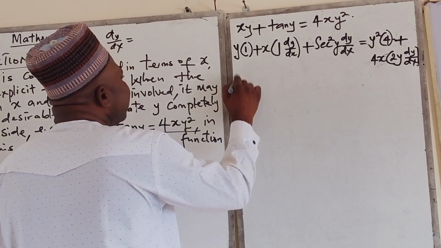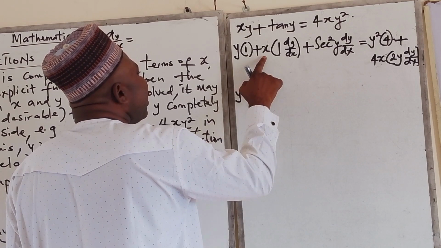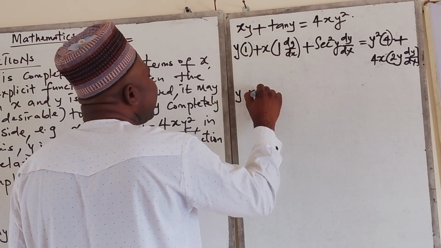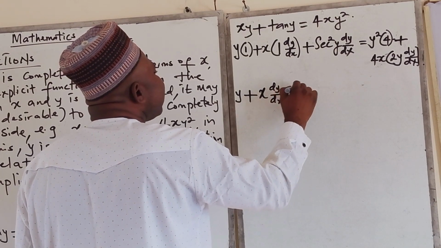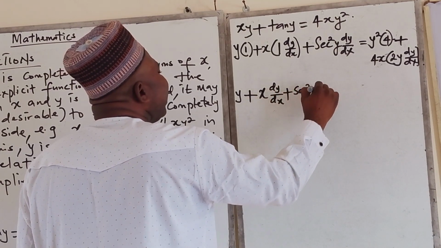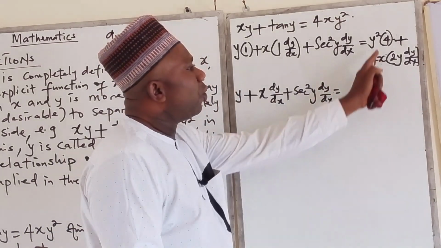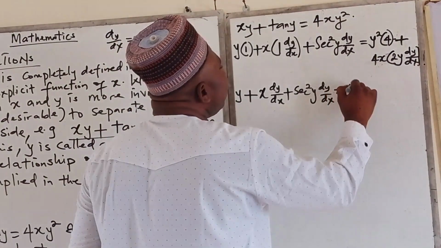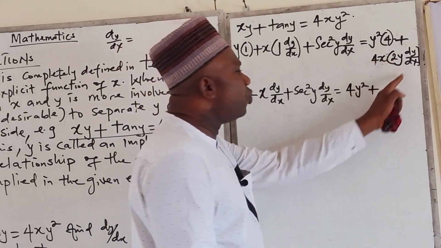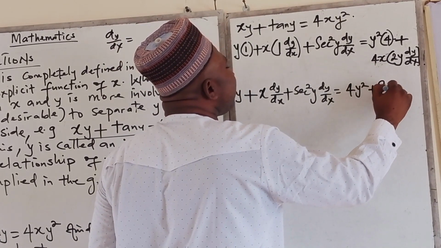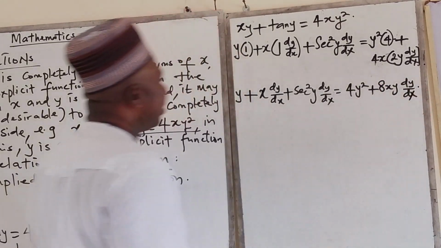So it means that y times 1 is y, plus x times 1 dy over dx gives x dy over dx, plus sec squared y dy over dx, will be equal to y squared times 4, which is 4y squared, plus 4x times 2y, which gives us 8xy, then we have dy over dx.